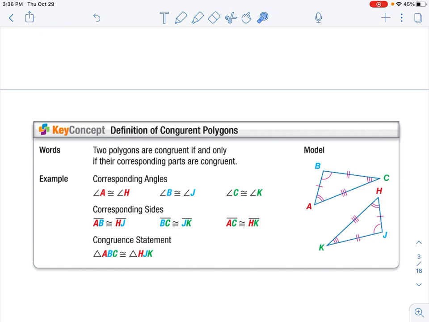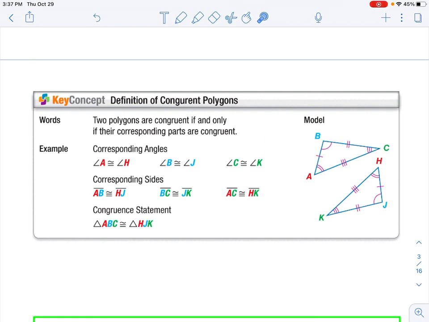So we have that angles A and H are congruent. We have that B and J are congruent, and C and K are congruent. So we have three pairs of congruent corresponding parts for our angles. We also have corresponding sides congruent: AB and HJ, BC and JK, AC and HK. These are congruent. You can just notice by the tick marks or by how it's written out that they're congruent.